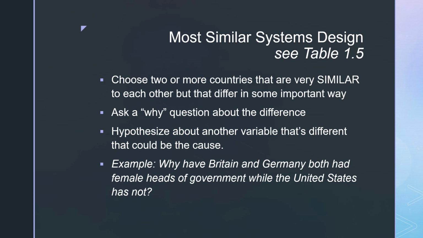They're Western countries with a mostly white/European majority population. They have the same number of women and men, as do all countries in the world. They have very similar government type systems. They're established democracies. They have similar economies. Why have two of them had female heads of government while the other one hasn't? So that is an example of a most similar systems kind of research question.